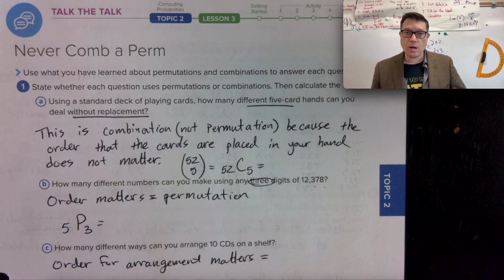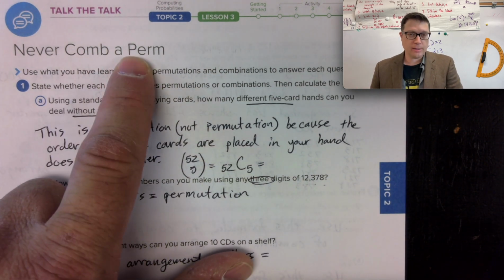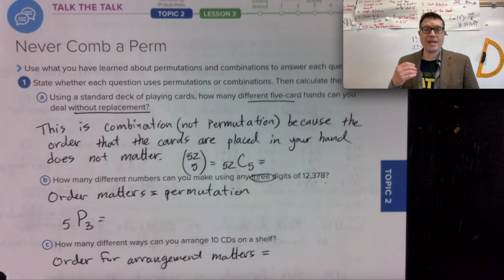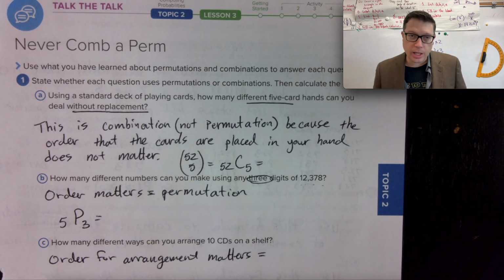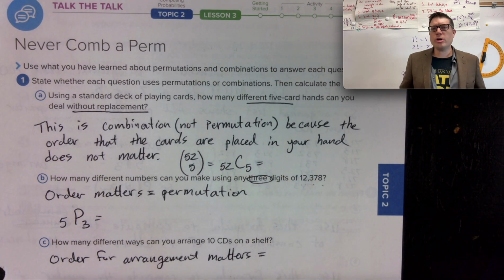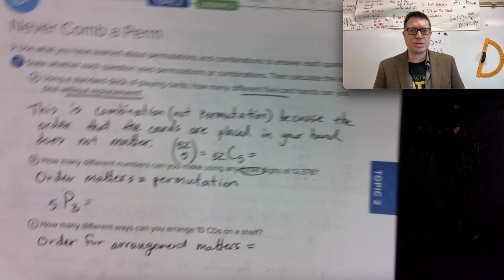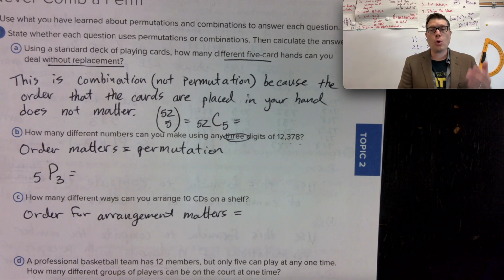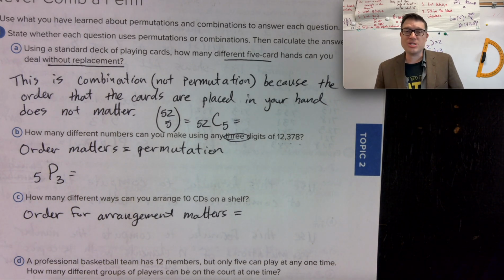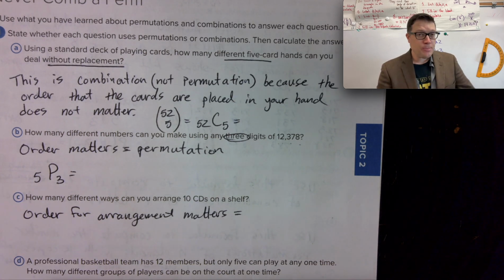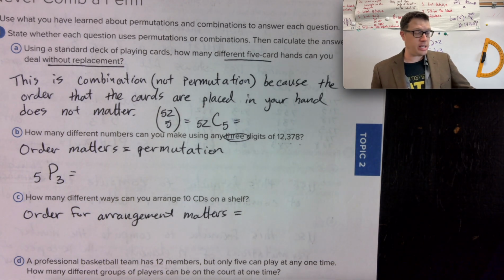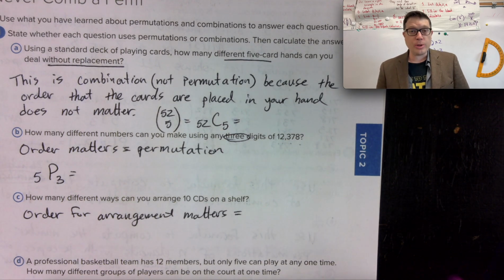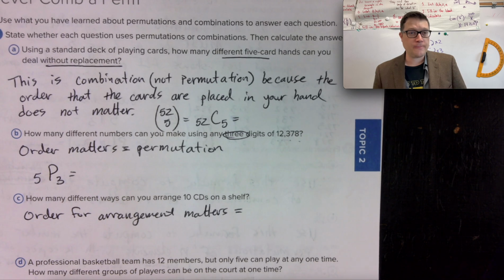Tie it all together about what combinations and permutations can tell us with the concept of probability underneath it. Let's use what we've learned about permutations and combinations to answer each question, and we'll state whether the question uses a permutation or a combination and then calculate the answer. The key thing is, does order matter? If you can answer that with a yes or a no, that lets us know whether we're using nCr for combination or nPr for permutation.